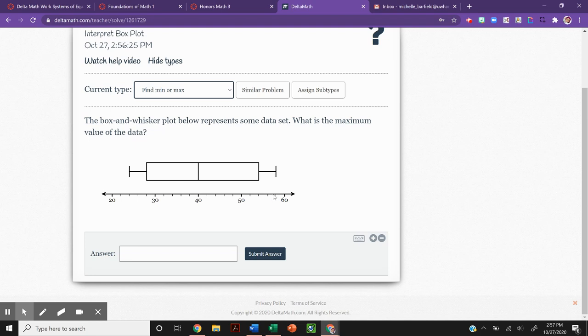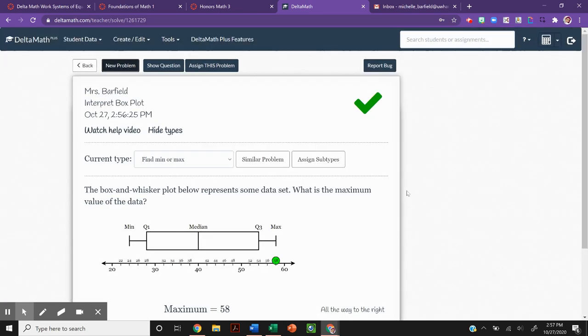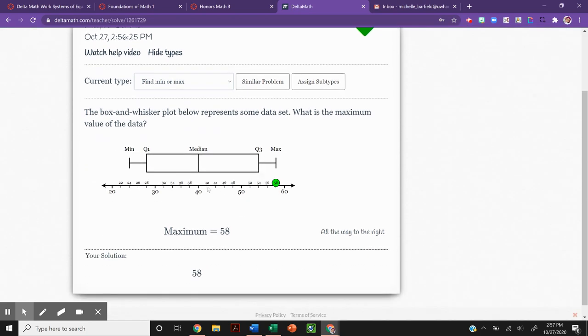So now it's just a matter of figuring out what I am counting by, and you're going to have to do this on your own. This is probably counting by twos. So 52, 54, 56, 58. My answer for my maximum is 58. Submit my answer. Yes. That's probably going to be the hardest part, just figuring out how to count. What is it counting by on the hash marks?